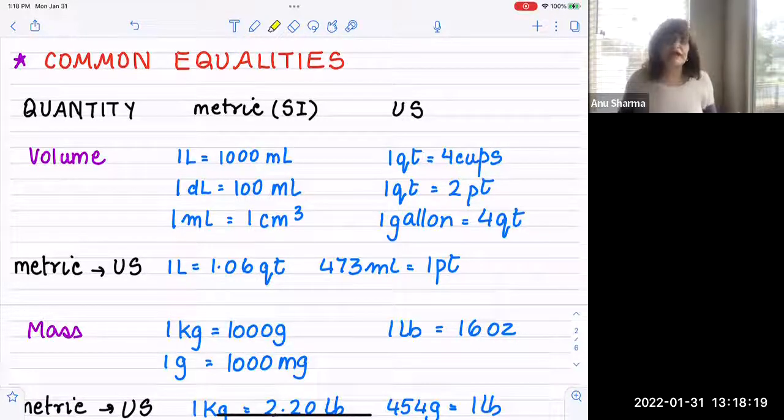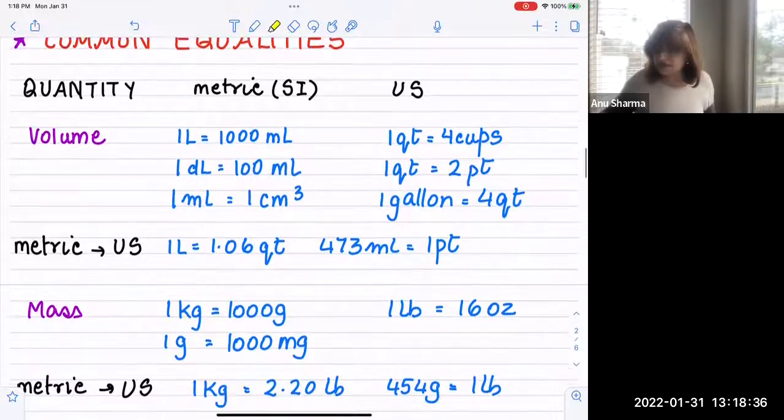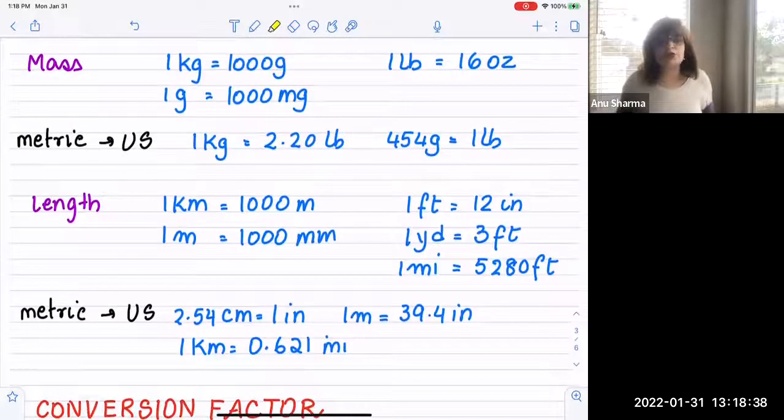In the US, for example, 1 quart is 4 cups, 1 quart is 2 pints, and 1 gallon is 4 quarts. And then how do you convert something that is in metric to the US or US to metric? You equalize the two. So 1 liter is 1.06 quarts, or 473 milliliters is 1 pint. Same is the story with mass. 1 kilogram is 1000 grams. 1 gram is 1000 milligrams. So commonly you are going to use this 1 gram and 1000 milligrams in chemistry classes.